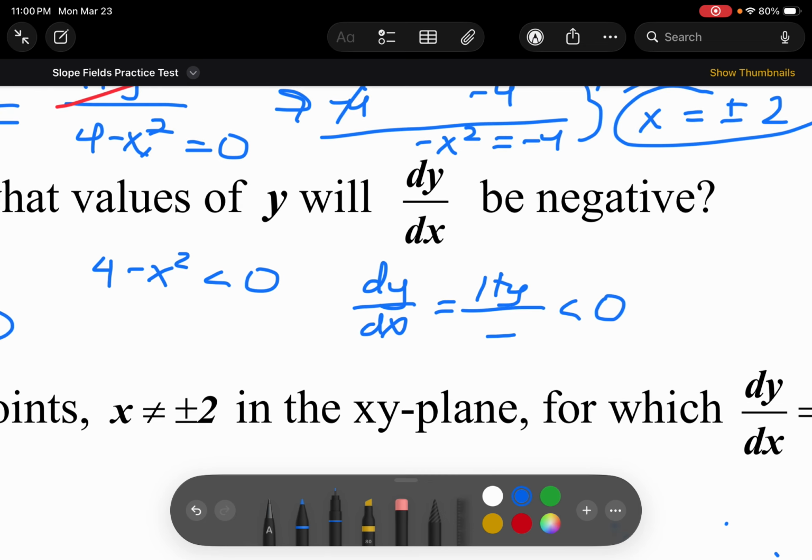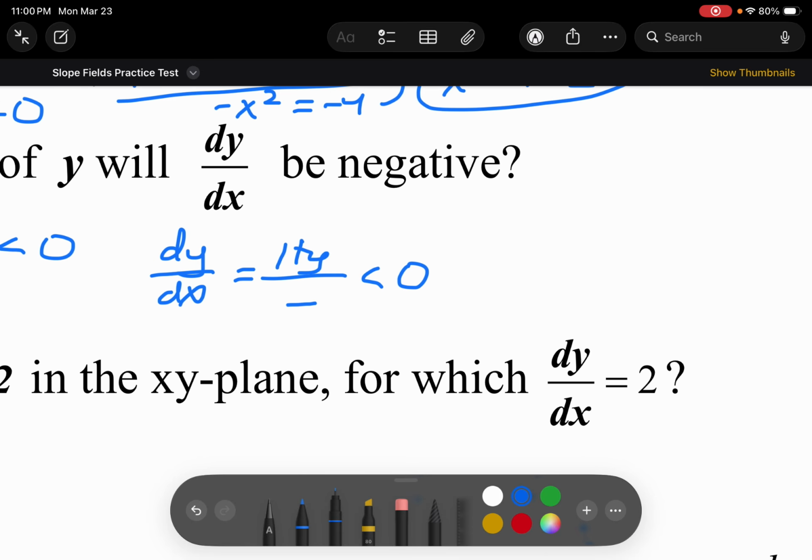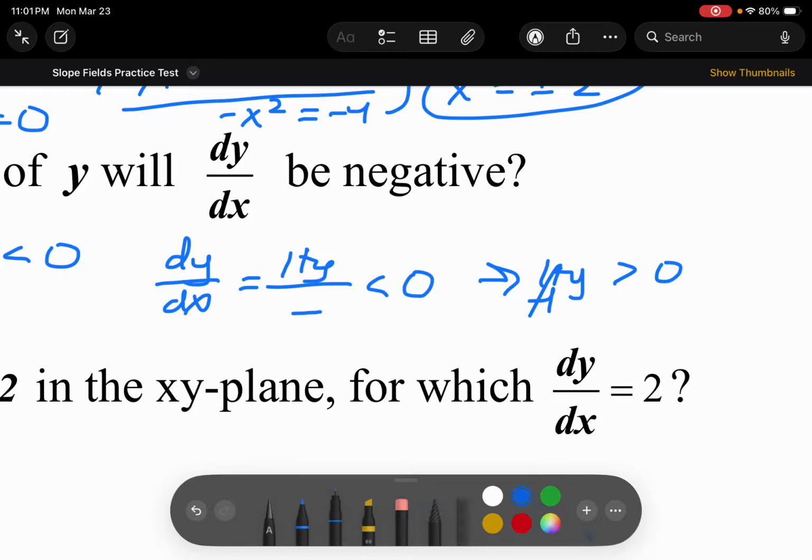And then divided by negative, you can just use that negative to switch the sign. So it's going to be 1 plus y is greater than 0 because of that dividing by negatives. Because remember, when you dealt with inequalities back in algebra 1, you always switch the sign whenever you divide by negative numbers. So it's 1 plus y equals 0 minus 1.